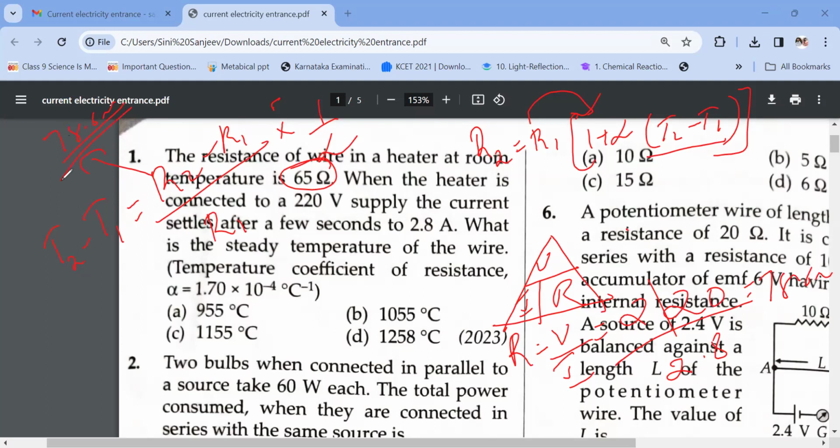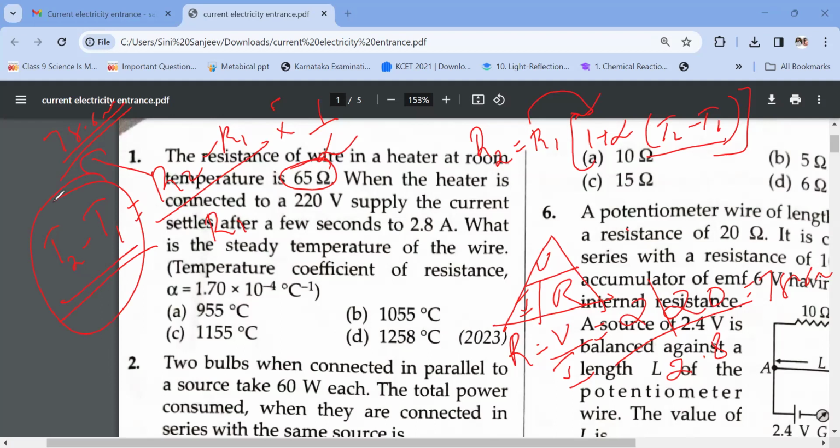Simple V by I formula. Then substitute here R2 minus R1. Alpha is already given. I'll get T2 minus T1. So once you solve this, what is the T2 minus T1 value? That you have to calculate and tell me. No need to do the full thing. Once you get T2 minus T1, just mark the closest answer in the options. That is the best way to do it in entrance exams.